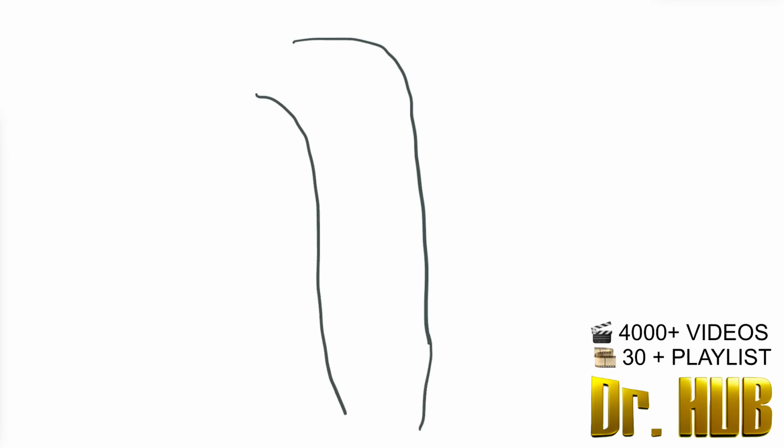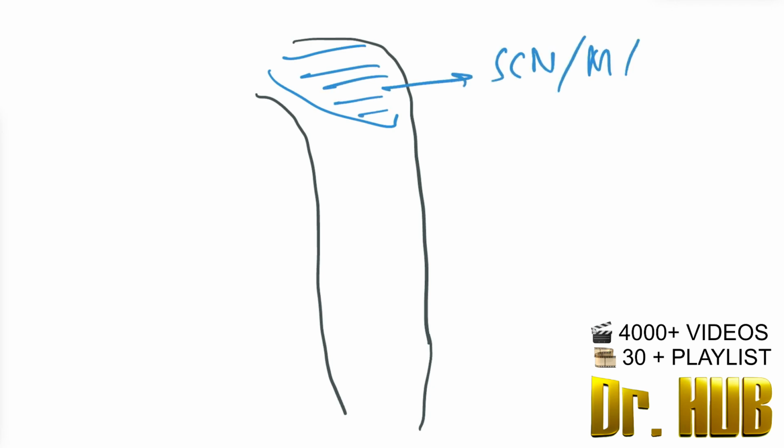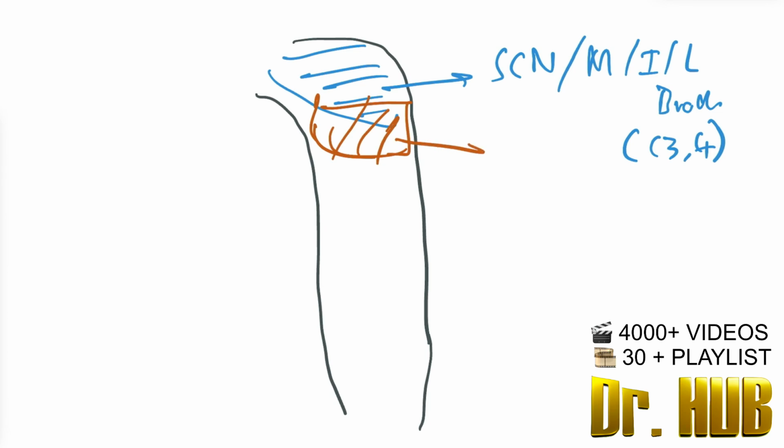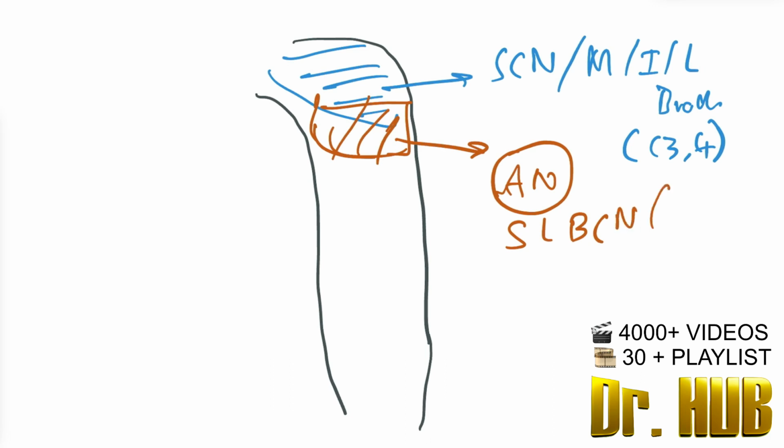On the shoulder, as we saw earlier, it is going to be the supraclavicular nerve, that is the medial, intermediate and lateral branches. So that is C3 and C4. Next, below this, it will be the axillary nerve, as well as the superficial lateral cutaneous branch. That is nothing but C5 and C6.